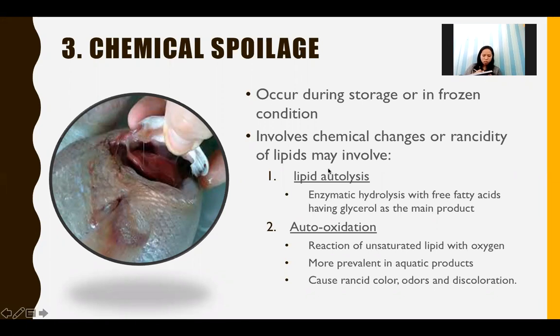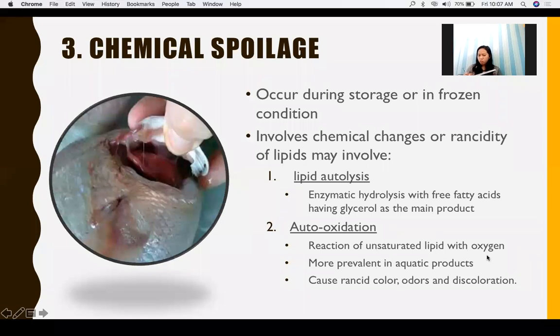So, ang process na undergo dito is dalawa. We have the lipid autolysis and the auto-oxidation. So, what is lipid autolysis? It is enzymatic hydrolysis with free fatty acids having glycerol as the main product. From the word lipid means fat, so fat autolysis. Ang involved dito na lipid is fatty acids with glycerol. Then auto-oxidation. This is a reaction of unsaturated lipid with oxygen.